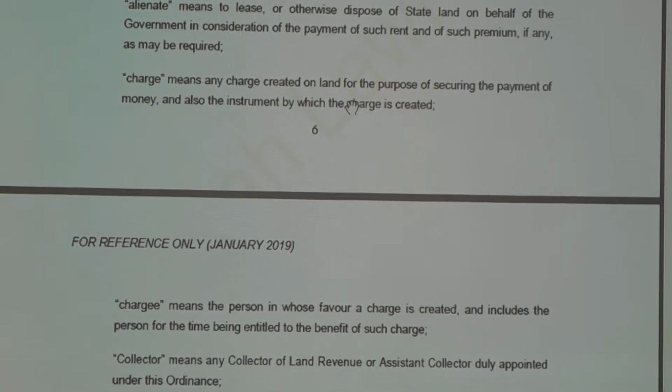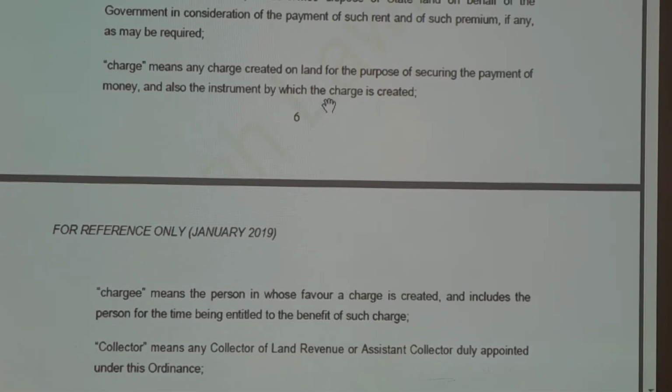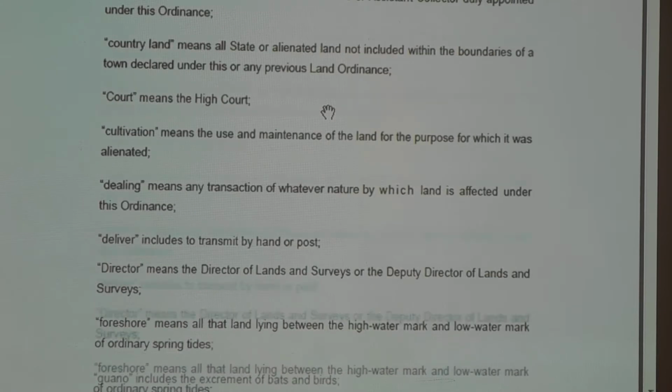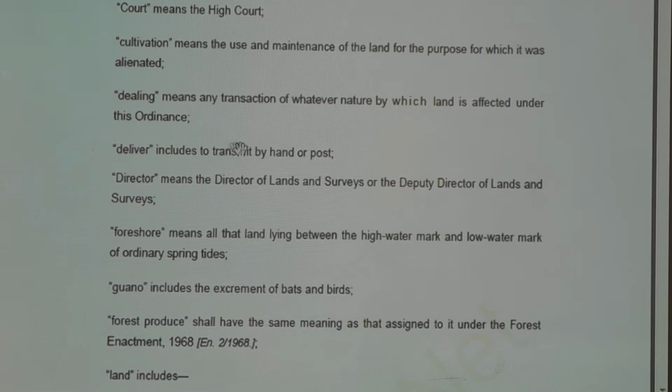Charge means any charge created on the land for the purpose of securing the payment of money, and also the instrument by which the charge is created. Dealing. This is a very important definition. Dealing means any transaction of whatever nature by which land is affected under this ordinance. The key dealings are transfer, sublease, and charge. This word dealing has a greater significance when we come to discuss caveats later on.